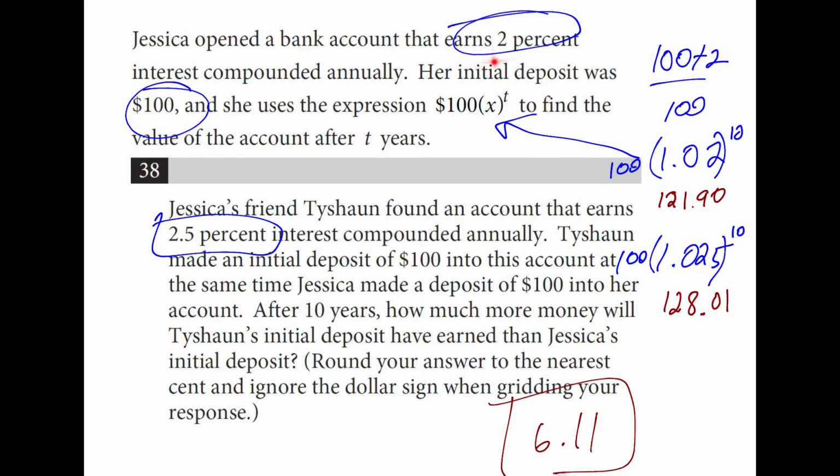So a 2% increase annually for Jessica, we find that by taking 100 plus 2 divided by 100, that's 1.02. If we started with $100 and went for 10 years, we get 121.90. Tyshawn has 2.5%. So we do the same thing, 100 plus 2.5 divided by 100, and this is our new growth factor. The 100 and the 10 are the same, and this is the amount we're left with, 128.01. If you subtract the two, you get $6.11.